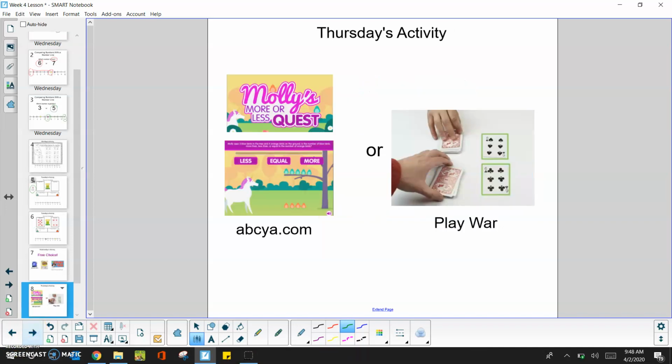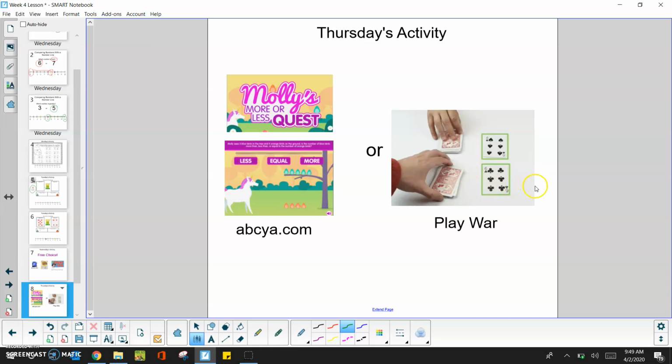All right, Thursday's activities, I've got two options. You can go on ABC Ya and play Molly's More or Less Quest. The link is in the plans and on the blog. And I love this because you'll see on each page a different word problem. And for those of you who aren't in my class and don't know, my name was Molly. So I was super excited to find a unicorn named Molly that this whole game was about.